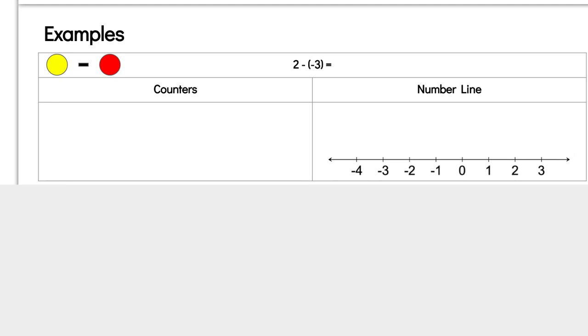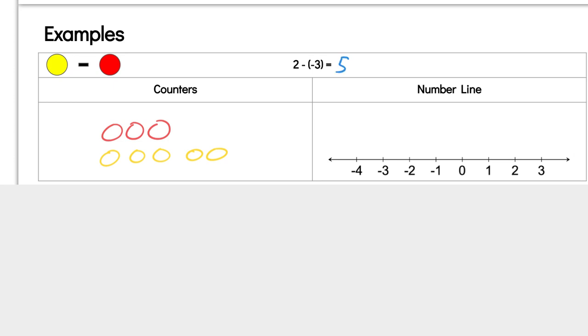(2 minus -3). We start with the -3. 1, 2, 3. And now I want to know, how much do I have to add to -3 to get to +2? 1, 2, 3 to get to 0, and another 2. How much did I add? I added 5.